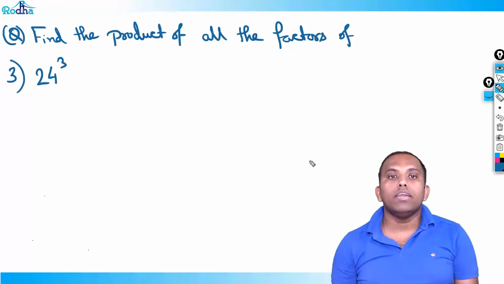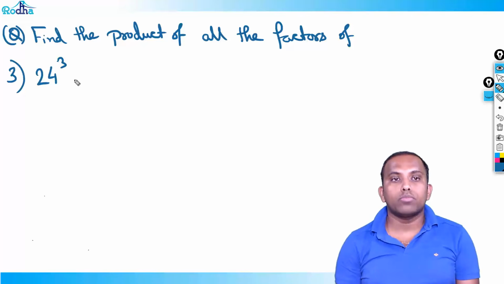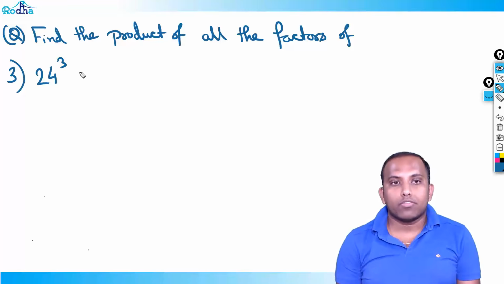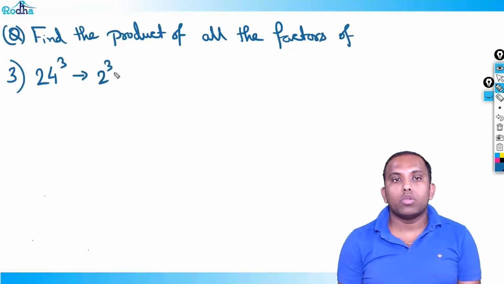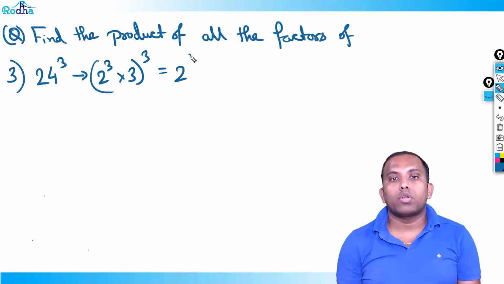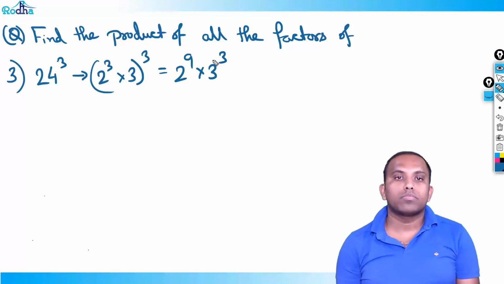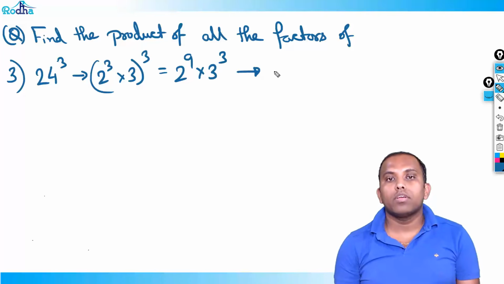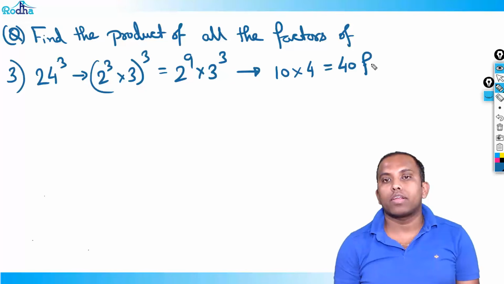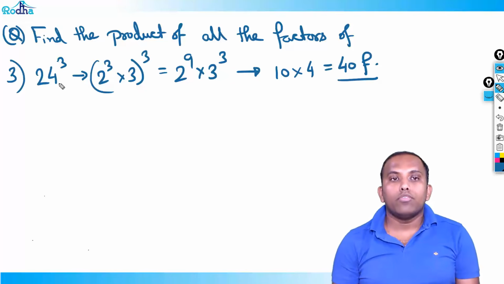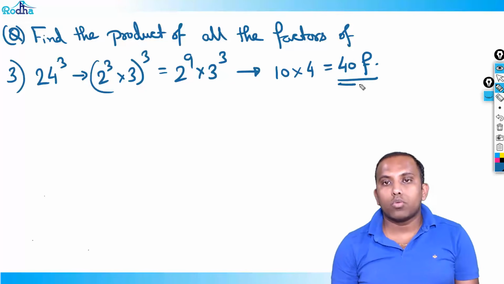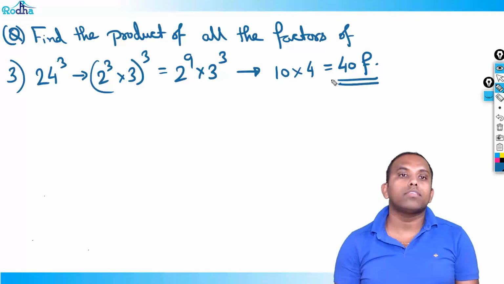Okay, so the next question is: find the product of all the factors of 24 cube. What is 24 cube? You can always break it in terms of prime bases. 24 cube is nothing but 2 cube into 3 cube, whole cubed, which is 2 raised to 9 into 3 cube. So how many factors? 10 into 4, a total of 40 factors. So 24 cube has got 40 factors.